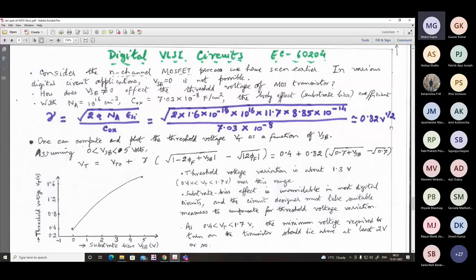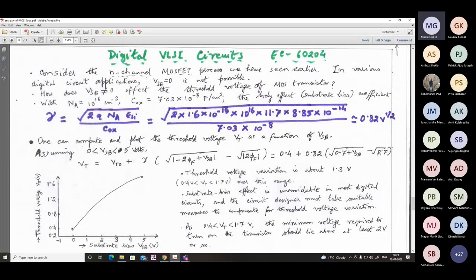Note the unit of gamma, that is V to the power half. Because when you write the expression of Vt, that is Vt0 plus gamma into root over some voltage, the overall thing has to be in the same unit as volts, and this is having square root of volts, so gamma unit will be root over volt, or V to the power half. So you put in all the values. The zero bias threshold voltage in this case happens to be 0.4. Then this will be the trend.